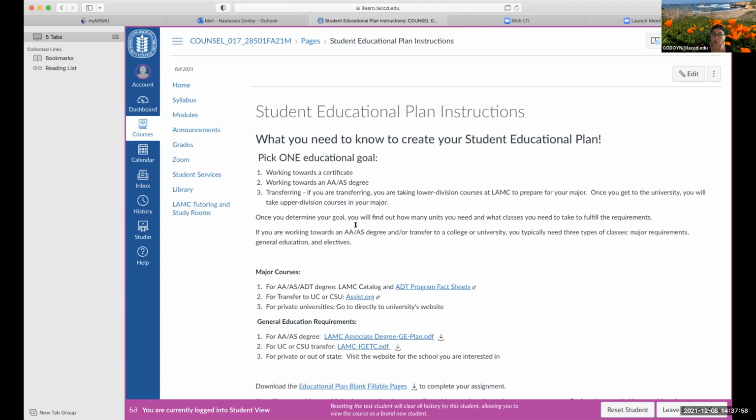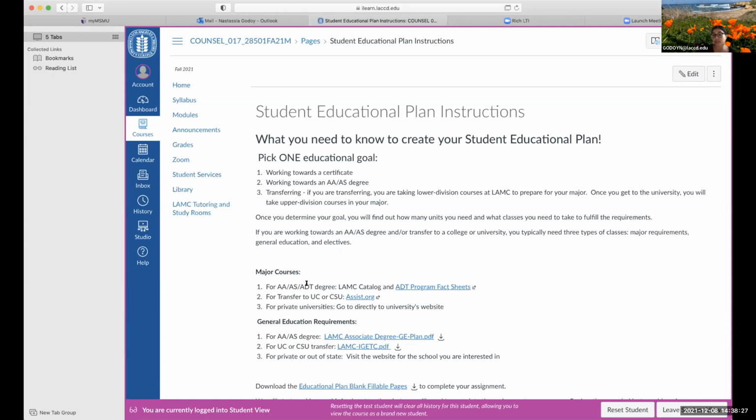Once you determine your goal, you will find out how many units you need and what classes you need to take to fulfill the requirements. We're going to review how many units are needed for your ed goal in a little bit. If you are working towards an associate's degree or transfer to a college or a university, you typically need 3 types of classes: major requirements, general education, and electives.